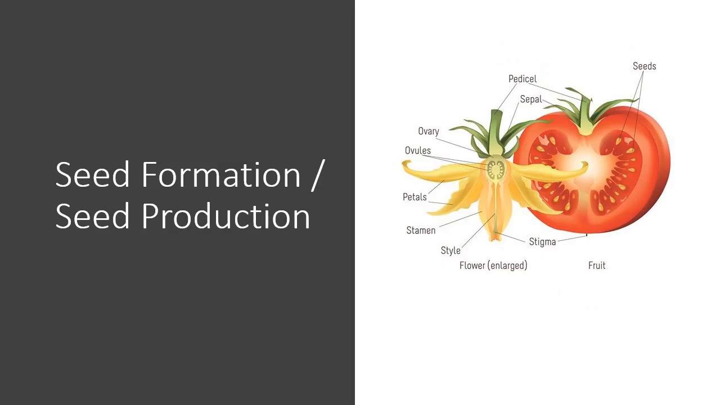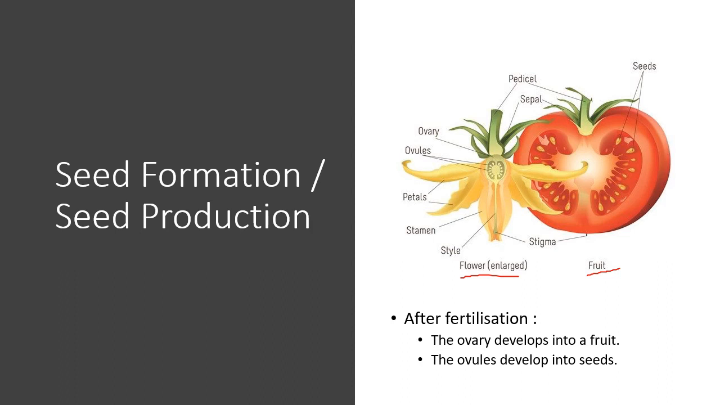What happened after fertilization? Look at the picture. The yellow one here is the flower, and this one is the fruit. If you notice, some parts of the flower still remain, but some parts of the flower develop into something new. So after fertilization, the ovary of the flower develops into a fruit, and the ovules inside the ovary develop into the seeds. So this step is what we call seed formation or seed production.